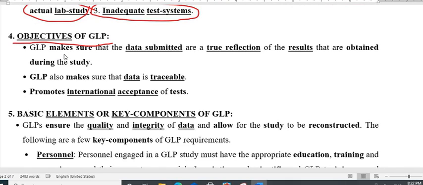Now we have to go through the objectives of GLP. Regarding the objective of GLP, GLP makes sure that the data generated are a true reflection of the result. This is very, very important. The data generated in the research laboratory are a true reflection of the result.